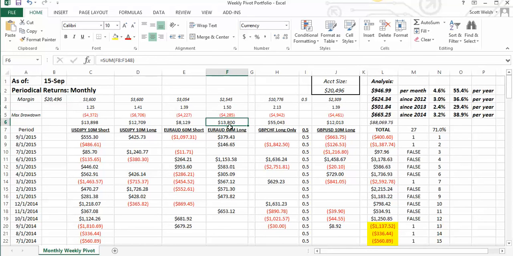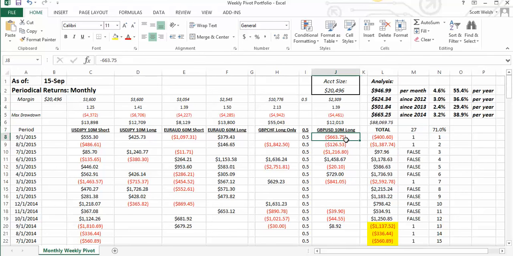Euro Aussie is only 13. That's way less. Euro Aussie, way less. Dollar yen, way less, right? So if you picked any one of these, you're way, way, way less profit-wise than you are if you combined them all. And you get the added benefit of smoothing out. You get way less losing months if you trade a portfolio than you do trading just one.